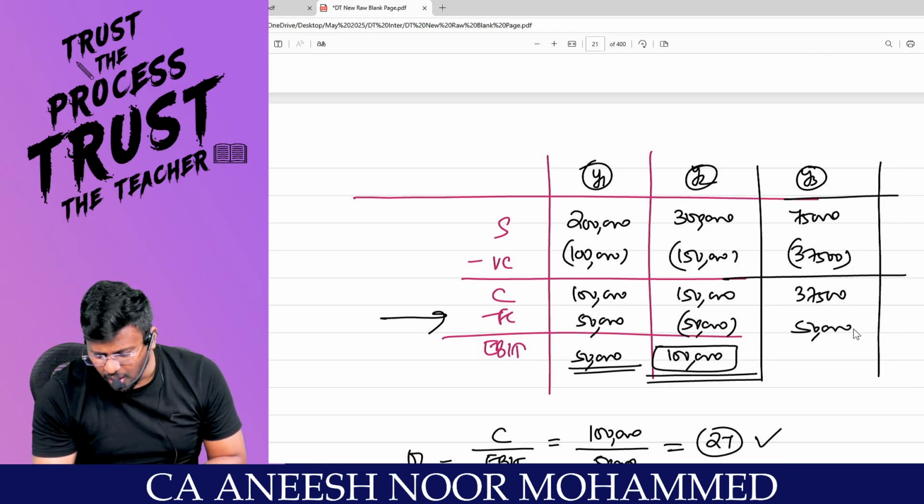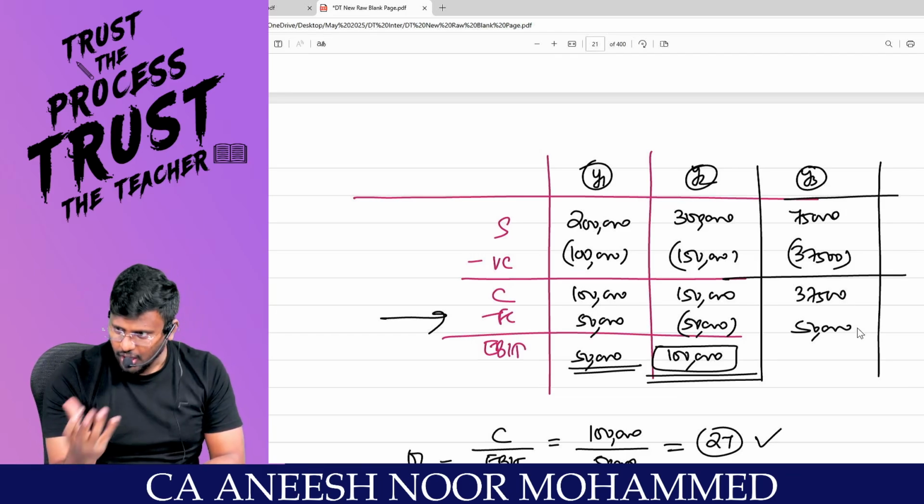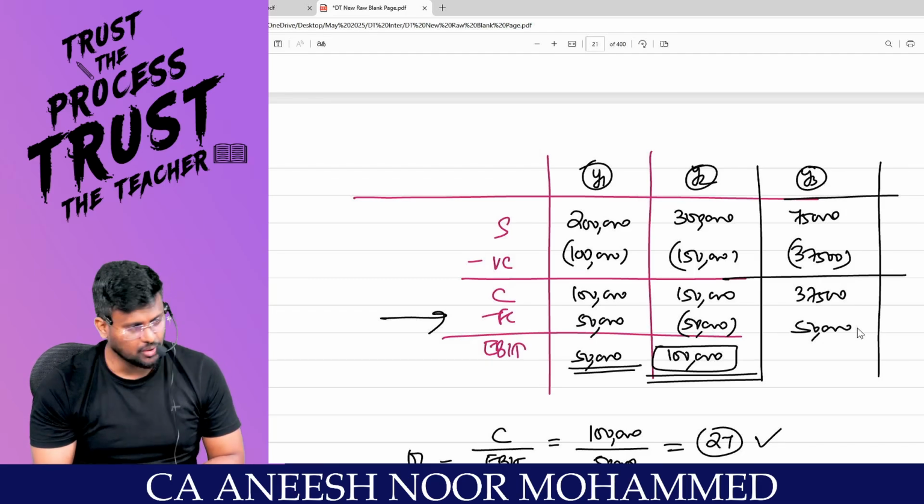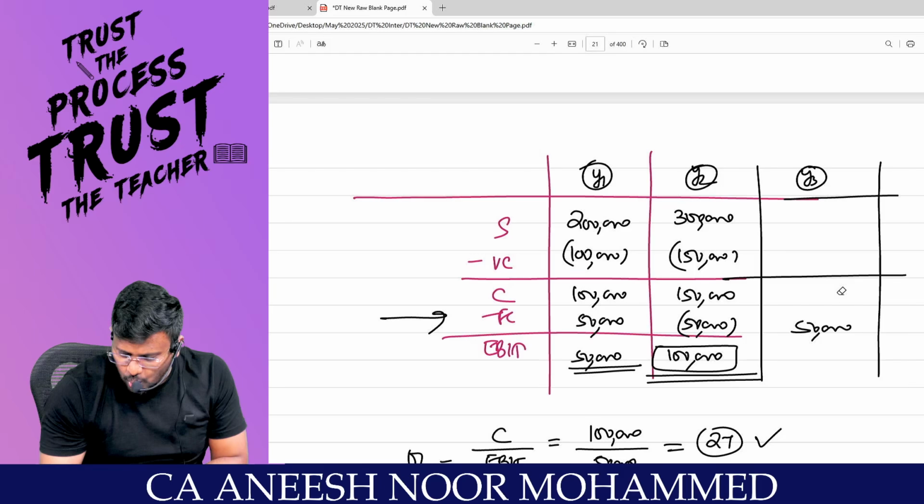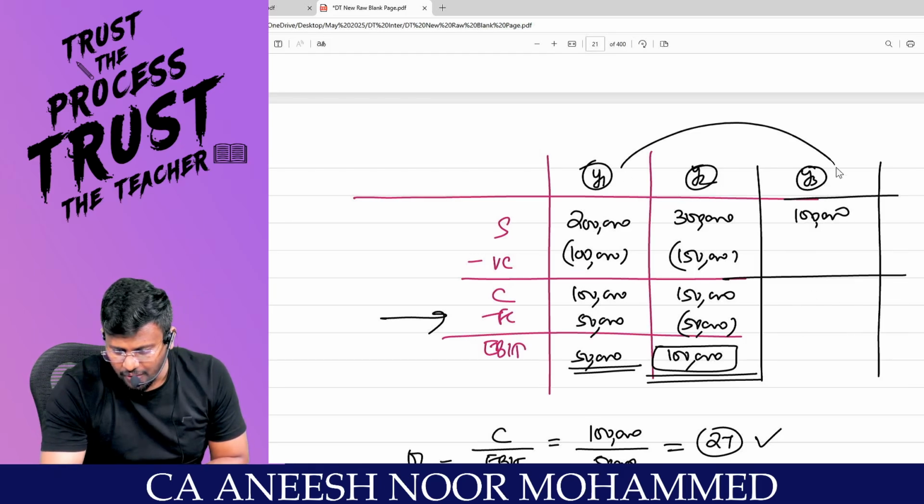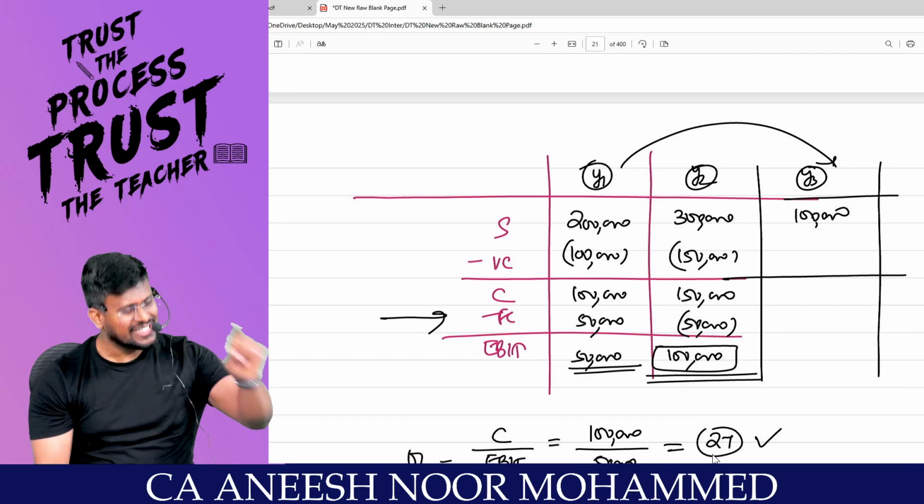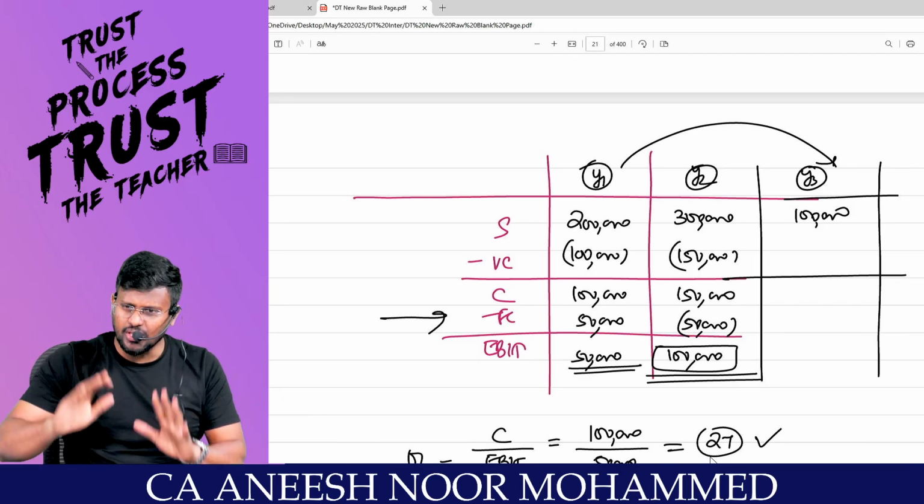Sir, you are not even having profit, contribution to cover your fixed cost. Getting it? So, I am reducing the sales to 1 lakh. What was the original sale? 2 lakh. Now I have reduced it to 1 lakh. Is there any change in sale? Positive change, negative change? Negative change.